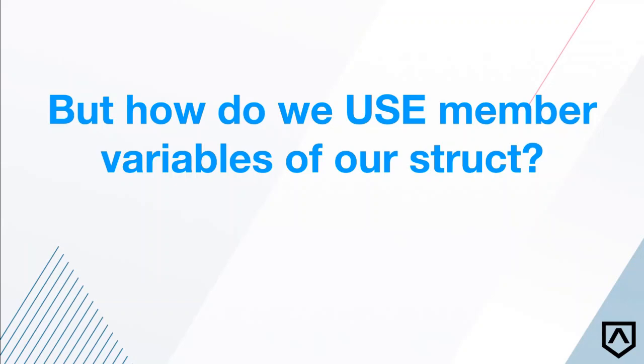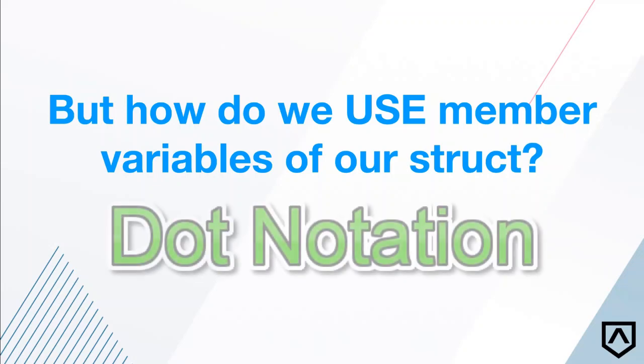So let's talk about, okay, how do we actually use things like, in that last example, the name, the breed, the age? How do we use these different member variables of our struct, okay?